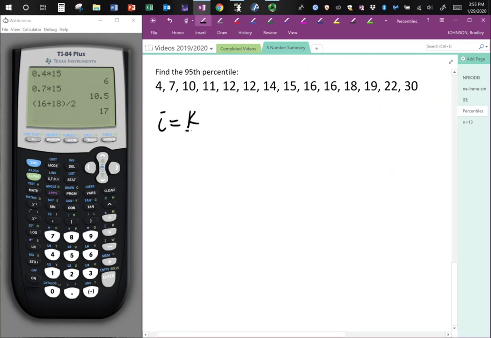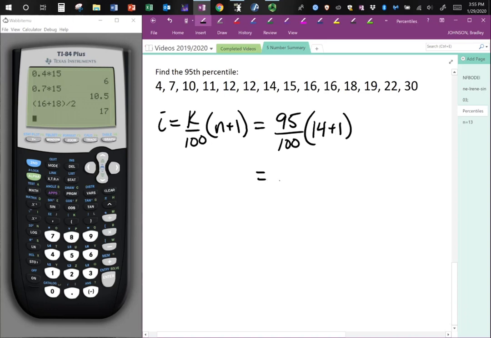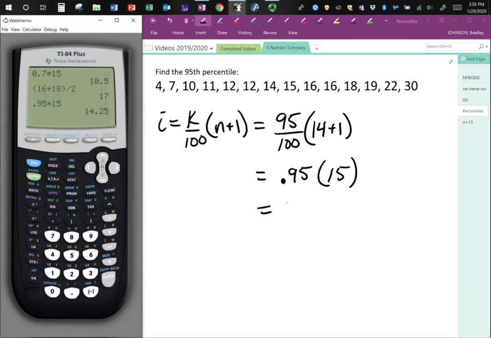Rewrite our formula. I equals k over 100, n plus 1. K is 95 because we're looking for the 95th percentile, multiplied by 14 plus 1. And we can move the decimal place twice because you're dividing by 100, and we know, as before, that was 15. So 0.95 times 15 gives you 14.25. Now, this is 14 1/4.